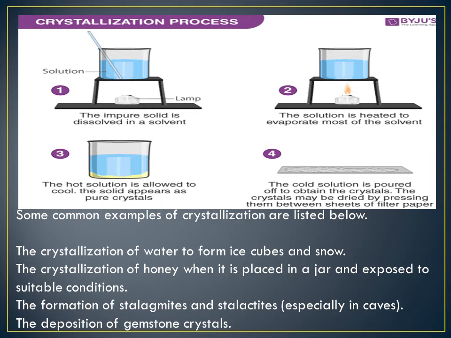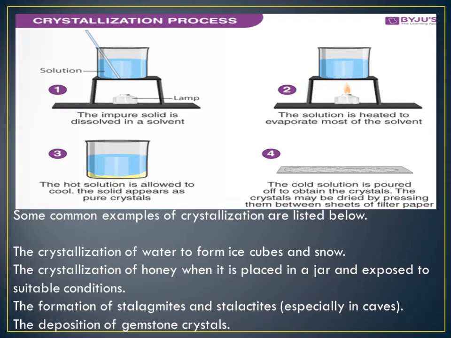First it is kept in a beaker and the lamp is arranged. Understood? Then the lamp is heated. What is left is pure crystal. It is kept there. The cold solution is poured off to obtain the crystals. Then it is put on a plate to become crystals. The crystals may be dried by pressing them between sheets of filter paper.